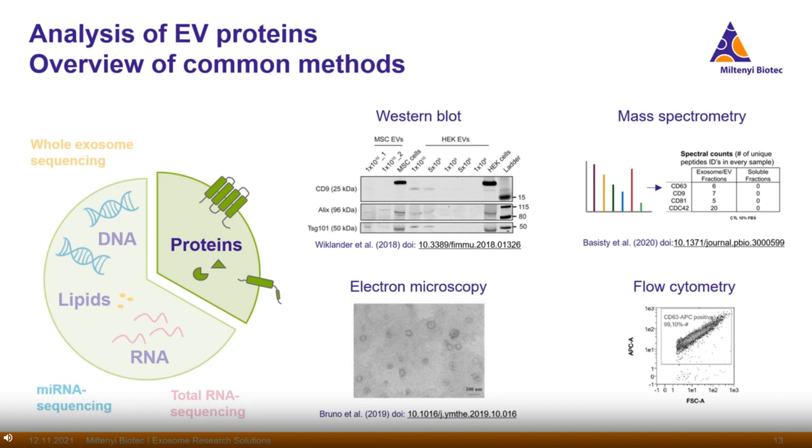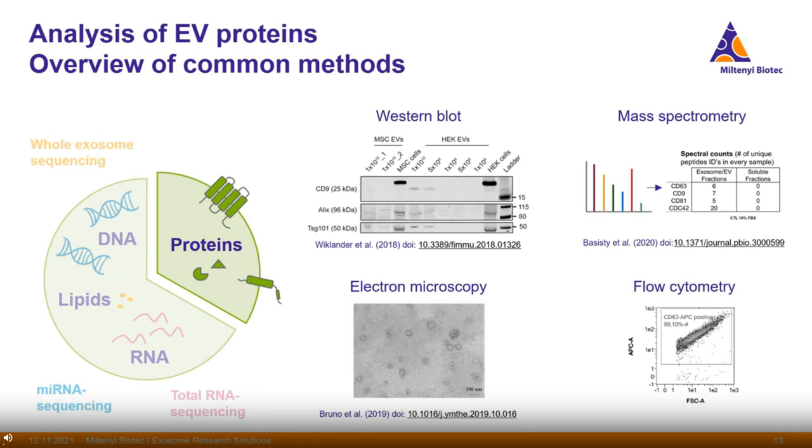Different methods can be used to analyze EV proteins as shown here. These include, for example, Western blot, mass spectrometry, electron microscopy, and flow cytometry. Western blot is commonly used to demonstrate the presence of EV markers. However, it requires large sample volume and is very time-consuming. Then we also have mass spectrometry, which is more sensitive, but requires specialized setups as well as extensive operator expertise and also tends to be very laborious. And in both cases, it's not possible to analyze proteins at single EV level.